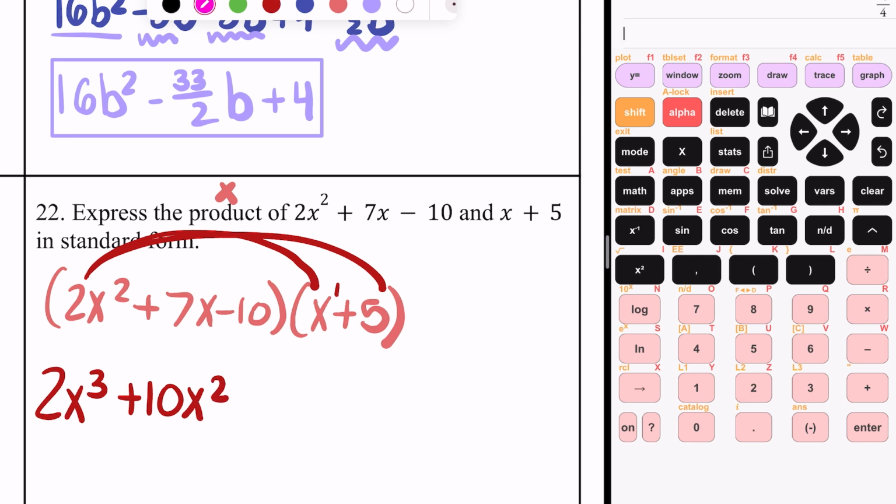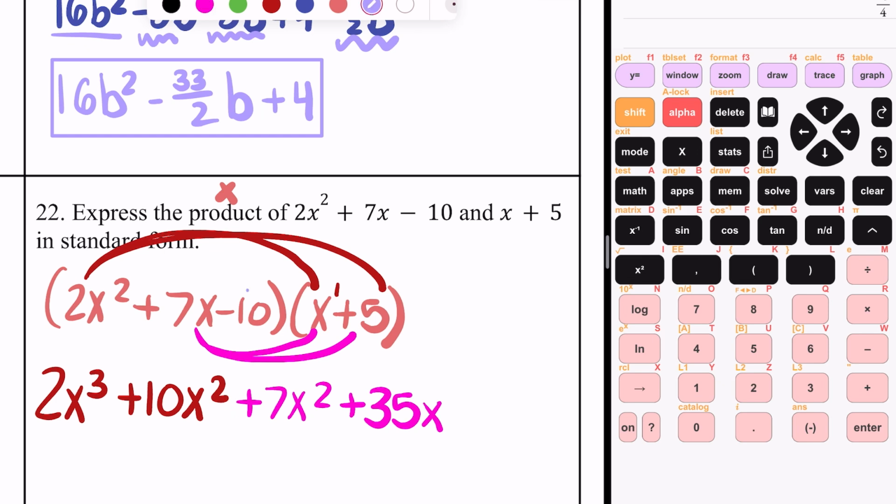Now let's do 7x times x is 7x squared. 7x times 5 is 35x. And then negative 10 times x is negative 10x. And negative 10 times 5 is negative 50.